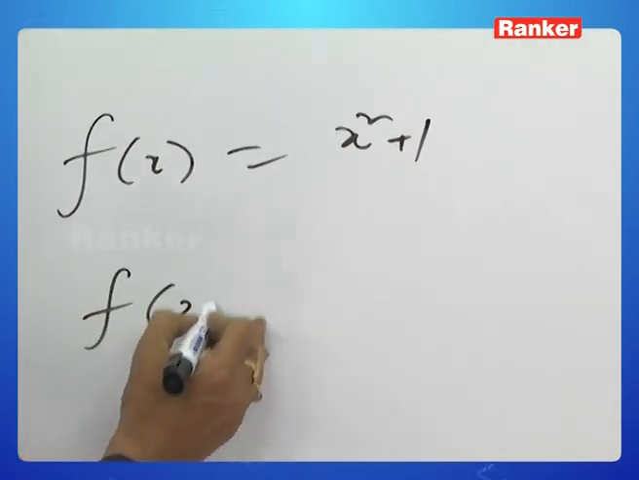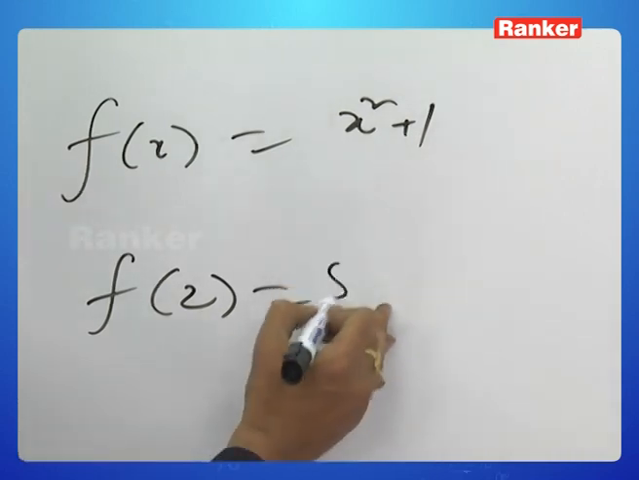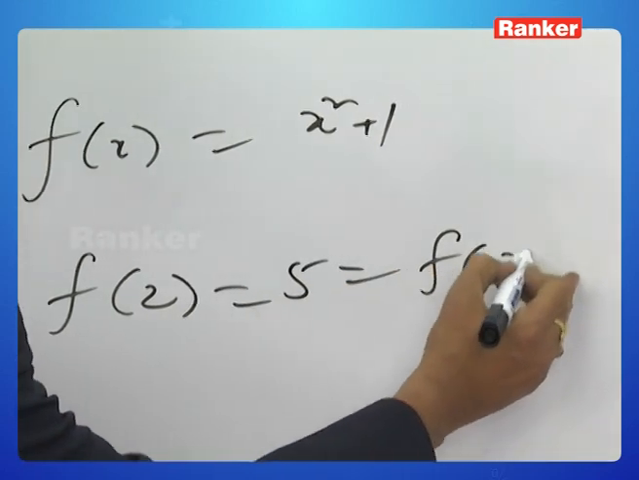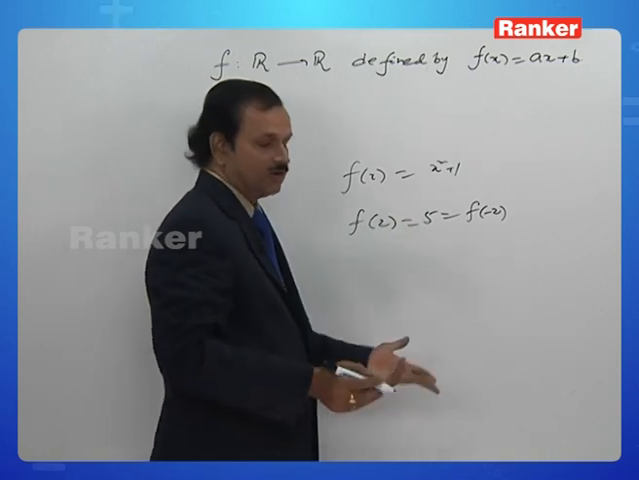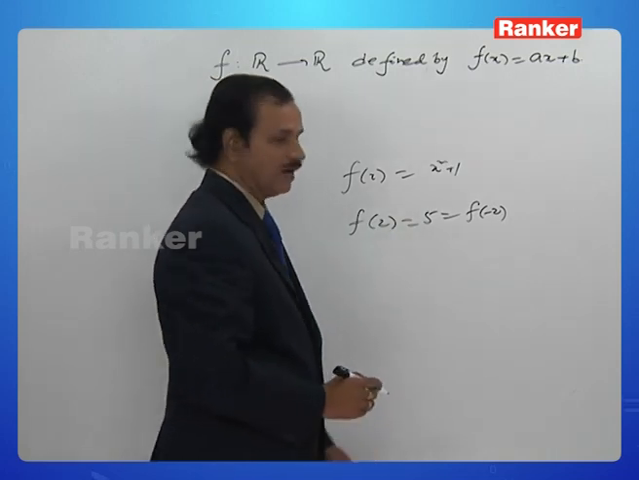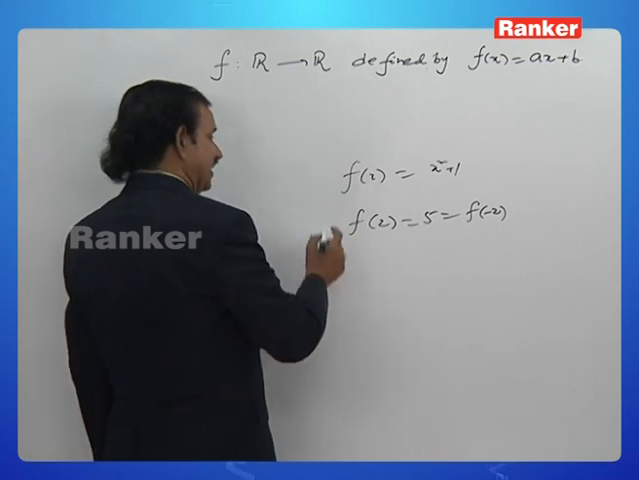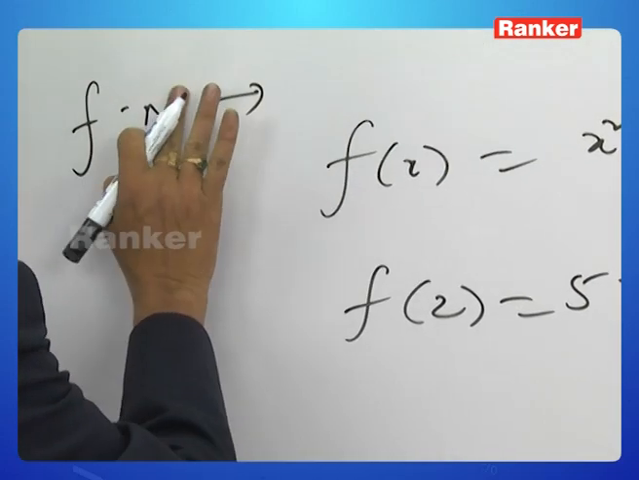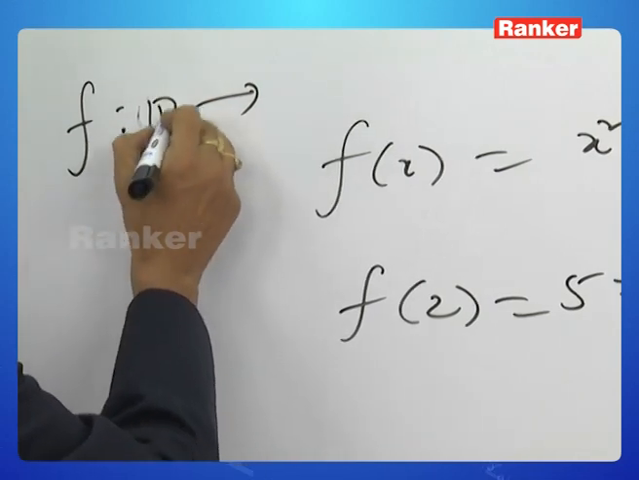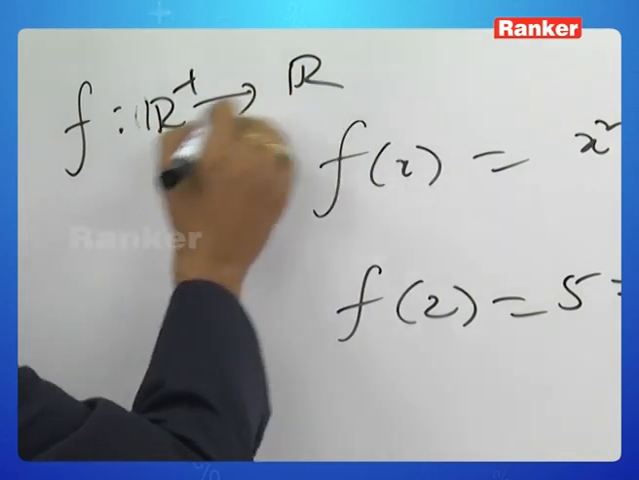Clearly f of 2 is equal to 5. The same, f of 2 is f of minus 2 also. Two elements have the same image. Not 1-1. Of course, if you restrict the domain to the set of natural numbers or the set of positive numbers only, then it can be termed as a 1-1 function.